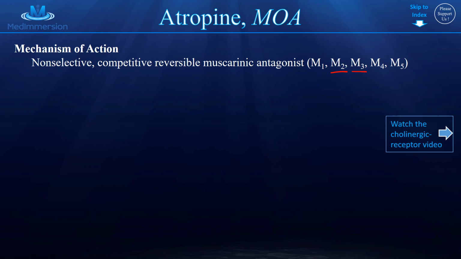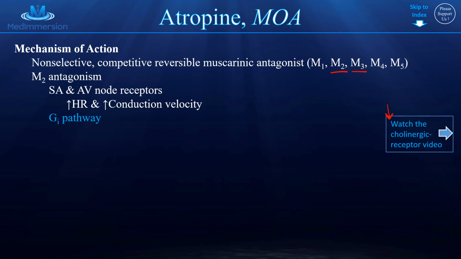You can follow that previous link I gave you to the anticholinergic receptors video, which I think is a pretty good video. Or you can look it up in your textbooks. It's just not high yield for a review video like this. So, M2 antagonism or M2 receptor blocking, what does that do? What does that look like?